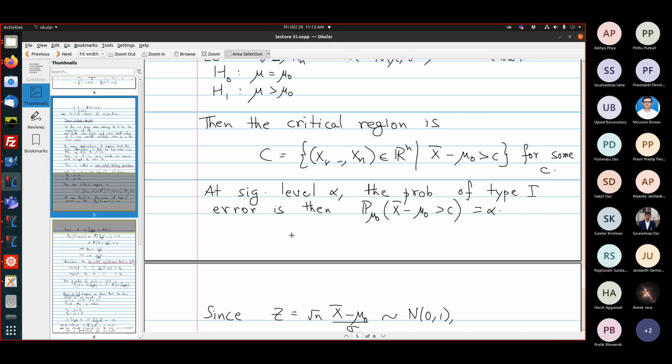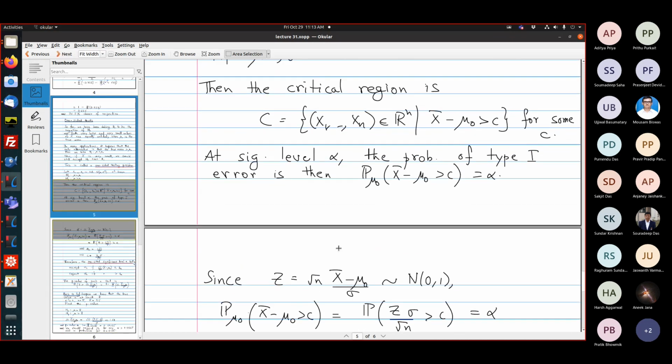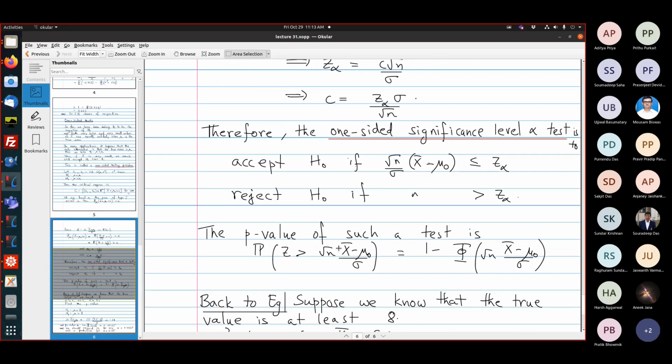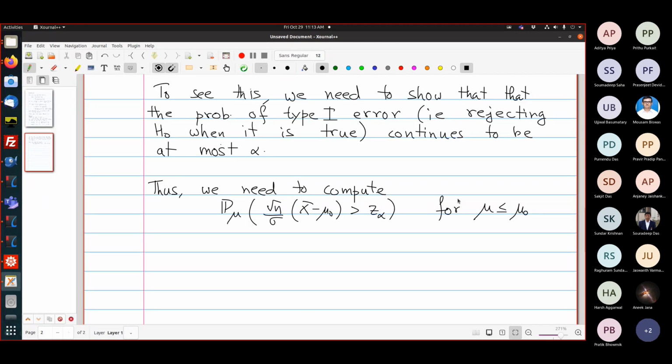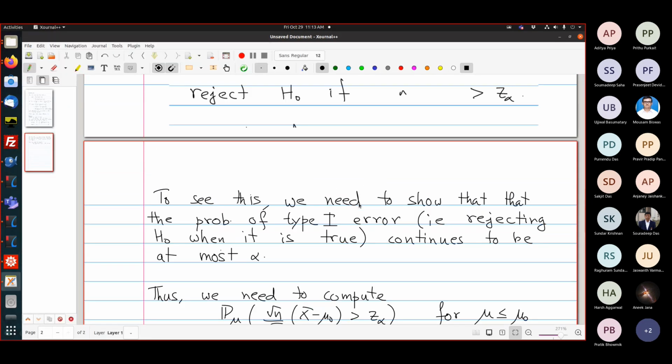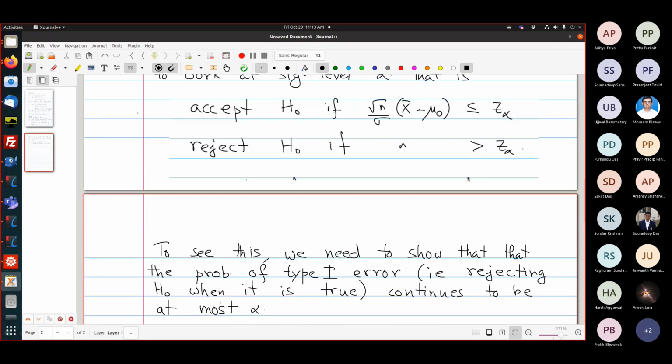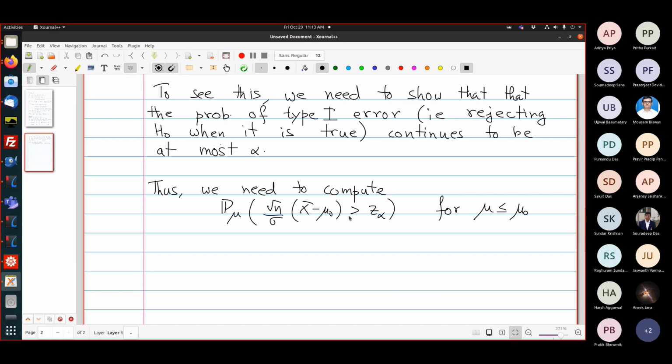Right, so let's check. This is the probability of rejection. Actually, I have it over here. This quantity is greater than z alpha, sorry. But this by definition is exactly equal to 1 minus beta of mu. This was the power function of the test. Okay.